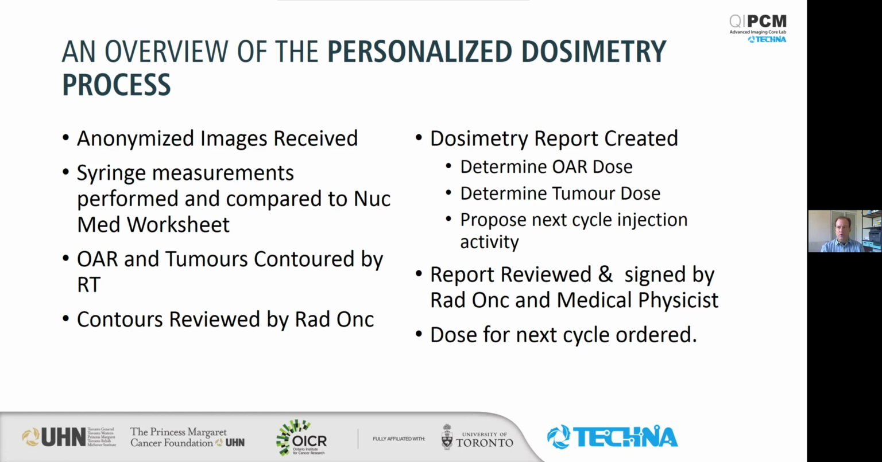and 72 hours post-treatment. These images are anonymized and sent to QIPCM where they're checked for accuracy. They're then provided to a radiation therapist to contour the organs at risk and tumors. The contours are then reviewed by the radiation oncologist before the dosimetry report is generated. And then that report is reviewed by a medical physicist for sign-off, and the next cycle's dosage is ordered. So you can see there's quite a few steps in the process.